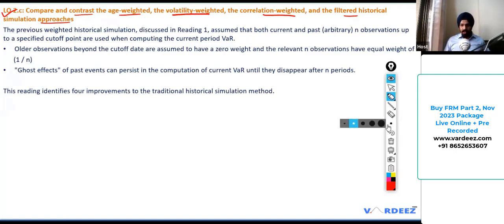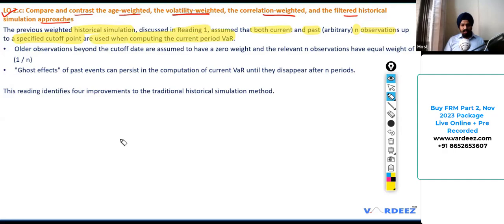Okay, let's understand. Basically, in reading 1 or chapter 1, we talked about the historical simulation method. And essentially what the historical simulation method does is that it gives equal weightage to both the current data and the past data that we may have for all the n observations up to a specified cutoff point, and then that is used when computing the current period VaR.